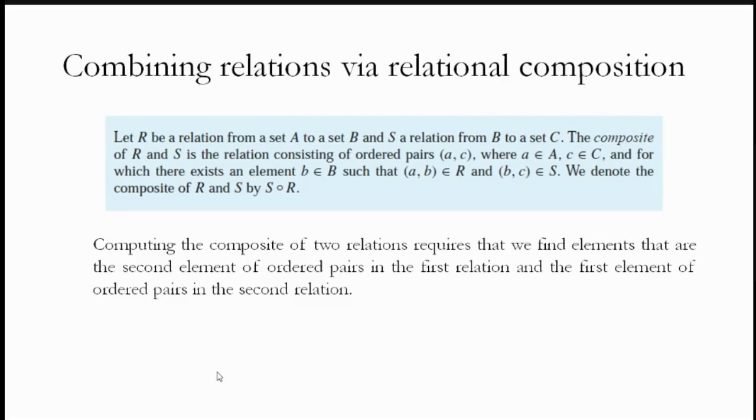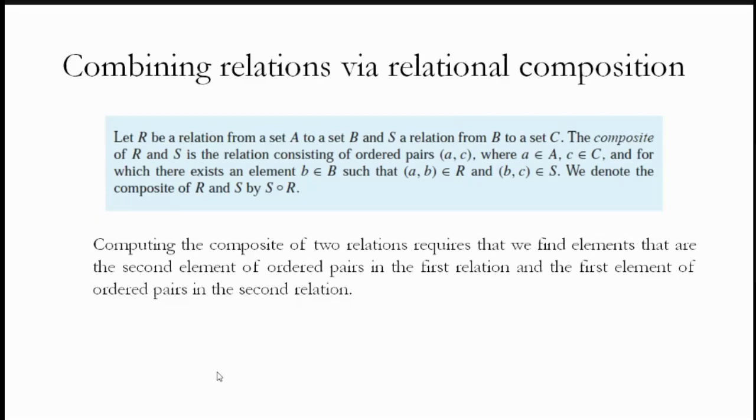The composition of R and S is represented in reverse: S, small o, capital R. You should not write capital R, small o, capital S; if you represent it like that, then it is the composition of S and R. If you want to represent the composition of R and S, you should mention it in reverse: S o R. That must be remembered.